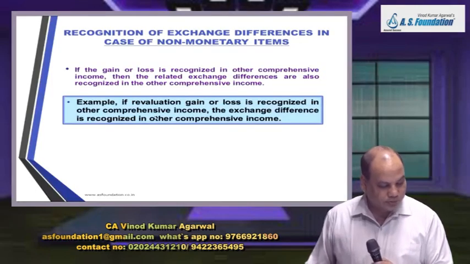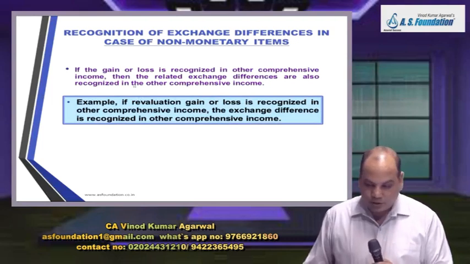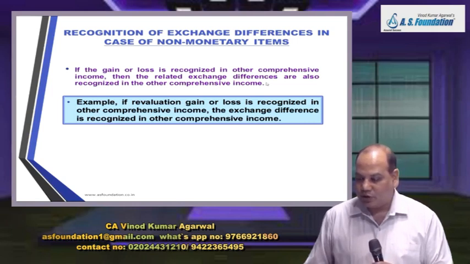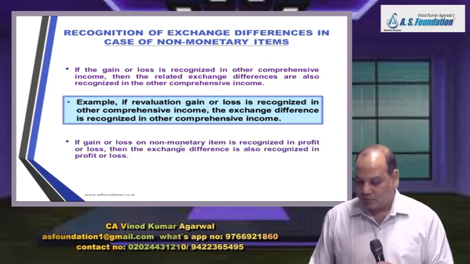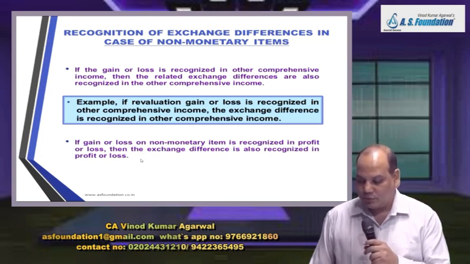So the next two lines I have written there: if the gain or loss is recognized in OCI, the related exchange differences are also recognized in OCI. For example, if revaluation gain or loss is recognized in OCI, the exchange difference is also recognized in OCI. If the gain or loss on non-monetary item is recognized in profit or loss, like FVTPL asset, then the exchange difference is also recognized in profit or loss.